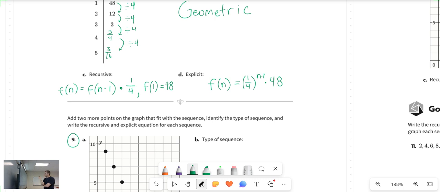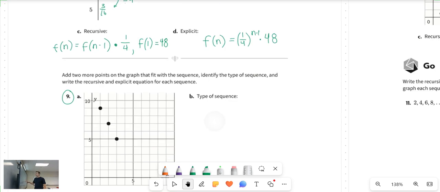If we plug in a 1, we're going to get 1/4 to the 1 minus 1, which is 0. So that's 1 times 48. So that'll work. Or we could always rewrite this as f of n equals, and we could actually do 48 times 4 and have that as our multiplier. But we don't need to do that right now. But it is a solution that would work.